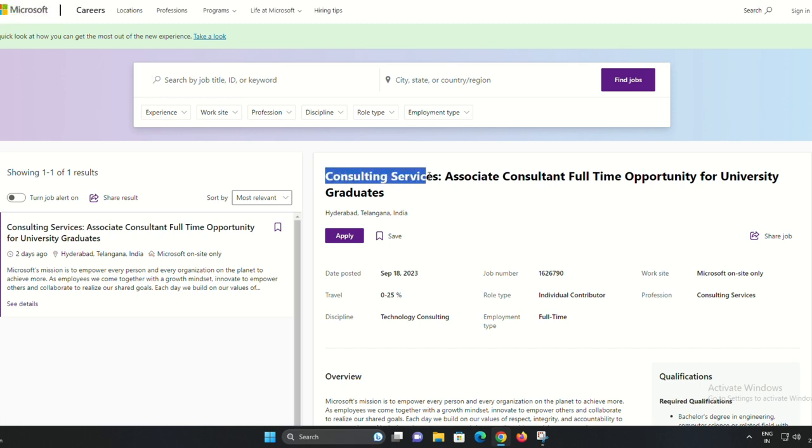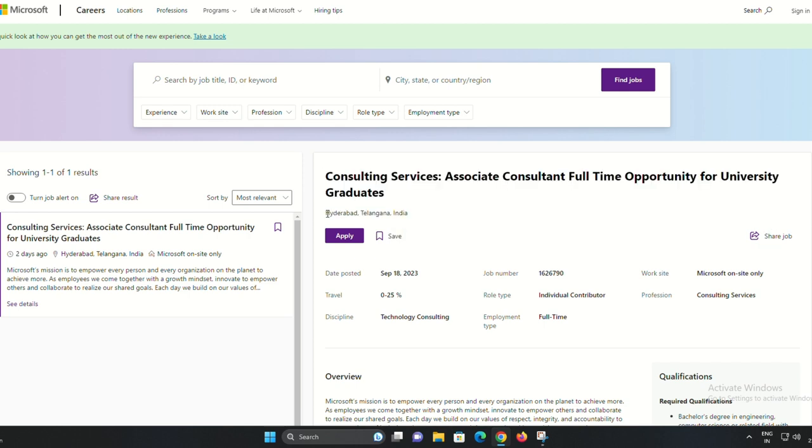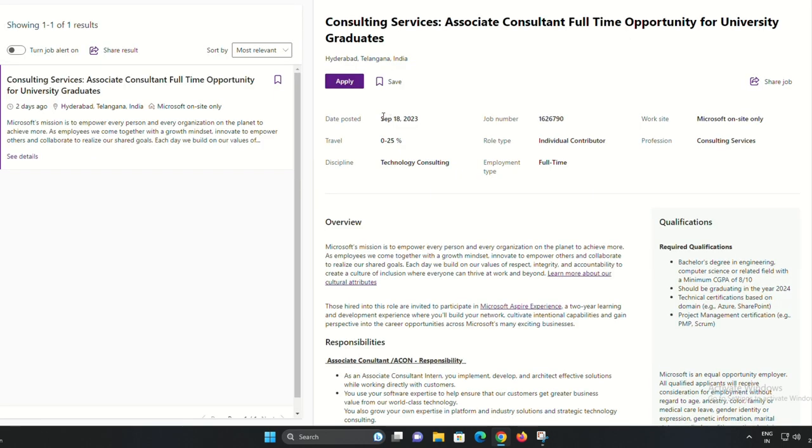Today we have some exciting news for all the aspiring tech enthusiasts out there. Microsoft, one of the world's leading technology giants, is on the hunt for associate consultants in their consulting services division. If you're looking to kickstart your career with a company that's at the forefront of innovation, this might just be your golden opportunity.